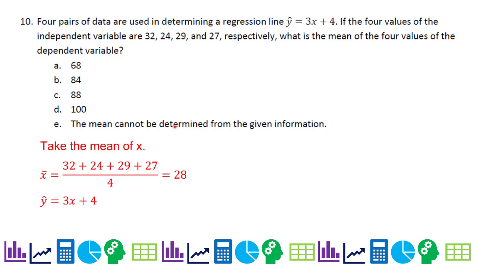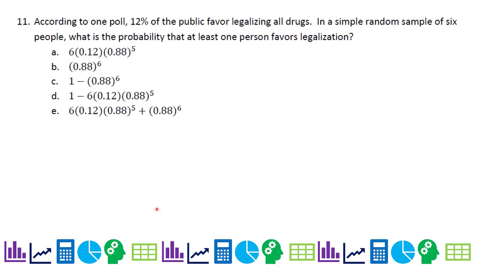Then we know that for the very special pair, x bar, y bar, the line must go through that point. So I'm going to go ahead and put x bar in there to get y bar. So I go 3 times 28 plus 4, I get 88. 88 is the mean of the dependent variable.